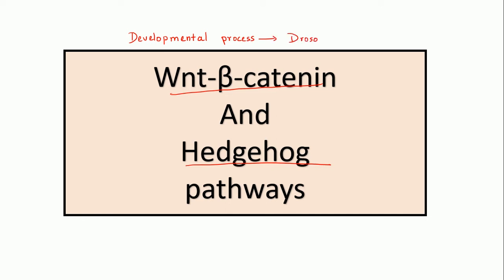Now without these two signaling pathways, a lot of the developmental processes are halted, and the organism is not formed properly. So the Wnt pathway and the hedgehog pathway are very important in those aspects. We'll start off with the Wnt pathway.